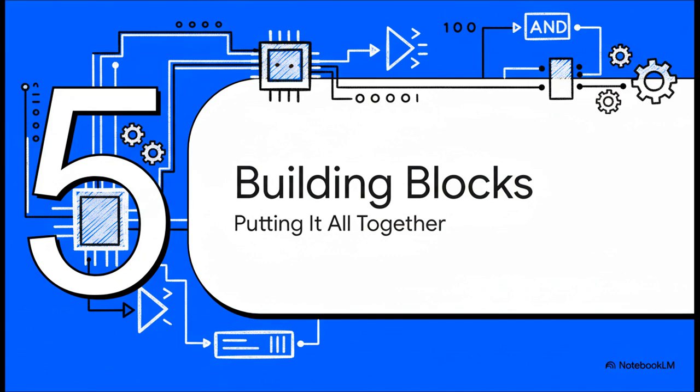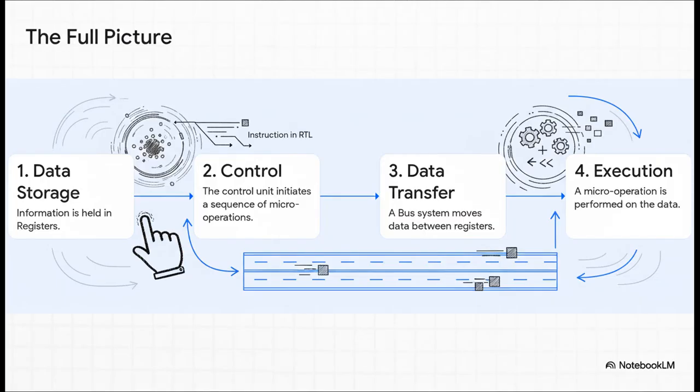All right, we've seen all the individual pieces. We've got the storage spots, the language, the highway, and the actions. Now let's put it all together and see how these simple concepts become the building blocks of, well, everything. So here's the entire flow, all in one go. Data sits in a high-speed register. An instruction written in RTL says what to do next.